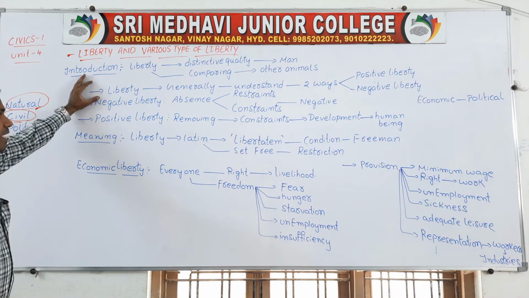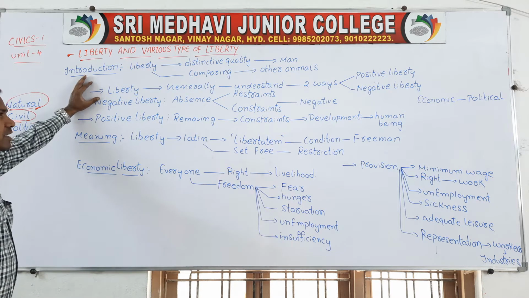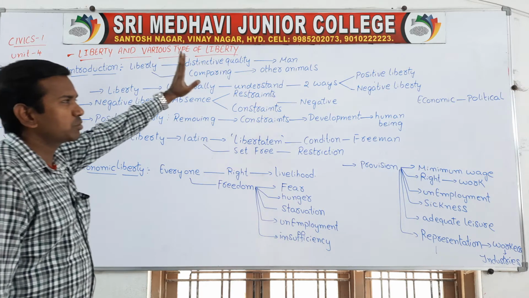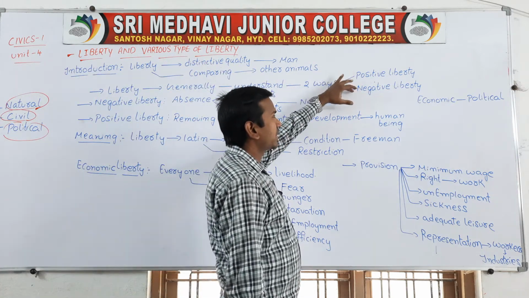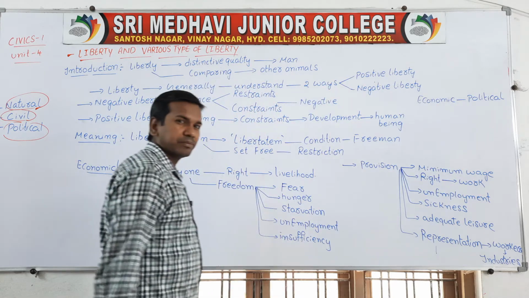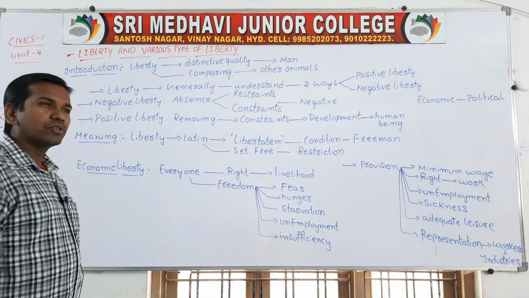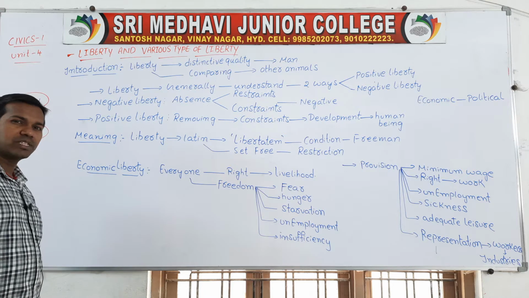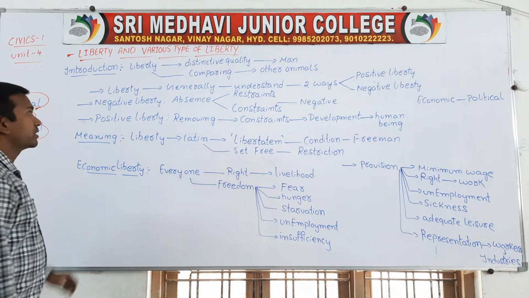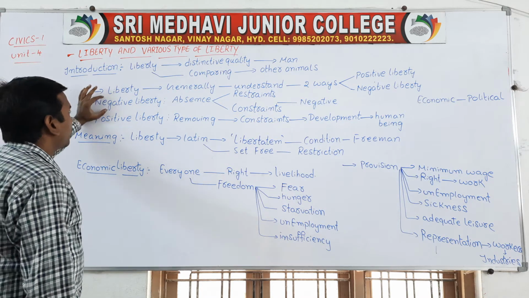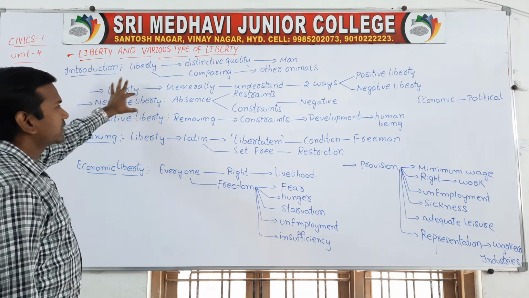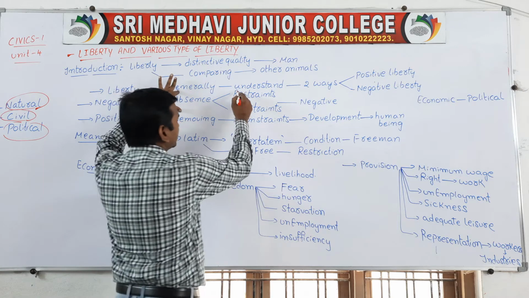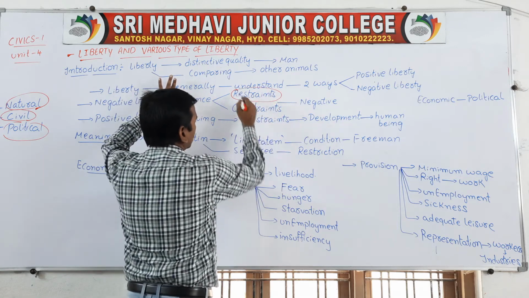Next, liberty is generally understood in two senses. If you want to understand liberty, one is called positive liberty and the other is called negative liberty. First we will go forward with negative liberty. Negative liberty is nothing but the absence of restraints or constraints.